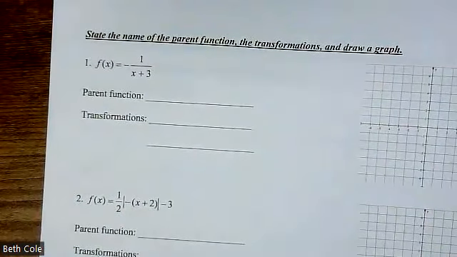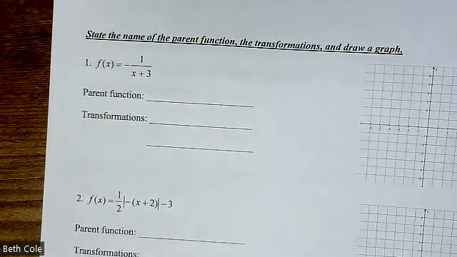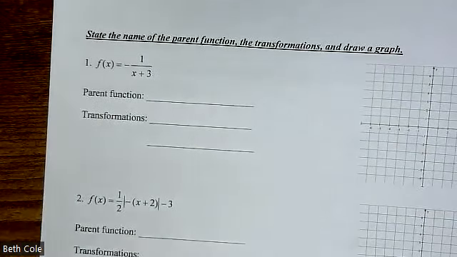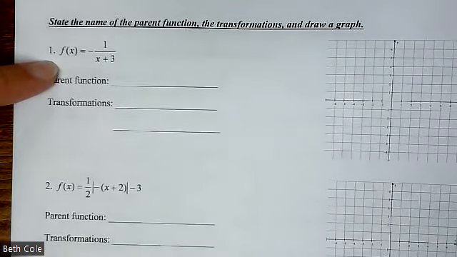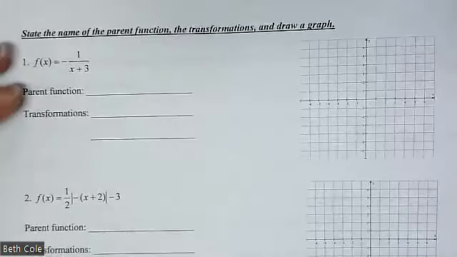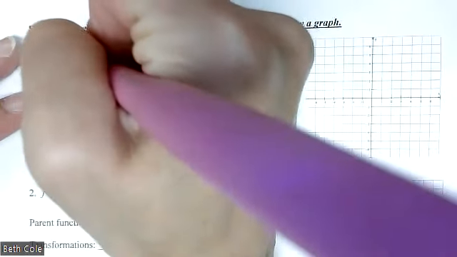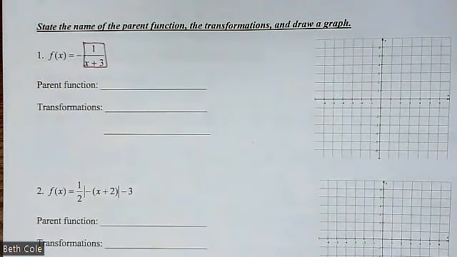So I usually get a different color. You can or not, whatever you want. And I'll either highlight or circle the main function part of it so that you can tell what's inside and what's outside. We're going to state the parent function. That's a word like we were doing with Battleship. Transformations, and then we'll draw a graph. So here is the actual function so you can see what's inside and what's outside.